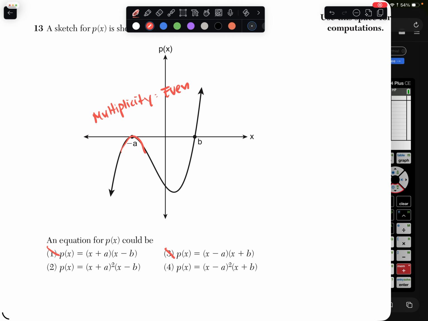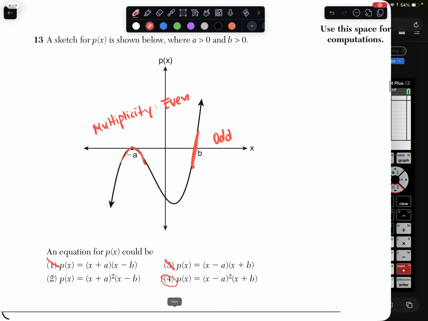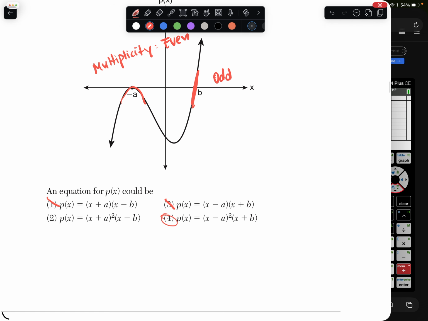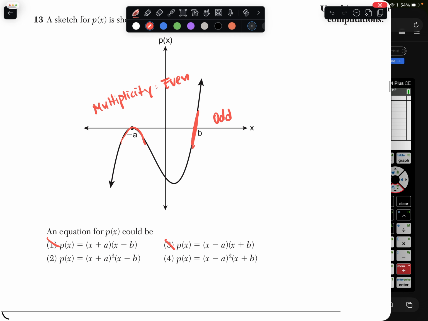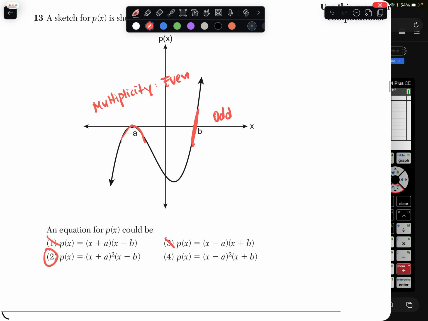And then now b, it goes straight through. So then that means the multiplicity is going to be odd. So that means the answer is choice 4. Alright, actually, wait, hold up. No, not choice 4. Sorry, I was looking at the wrong thing. It's choice 2. So I made a mistake here.